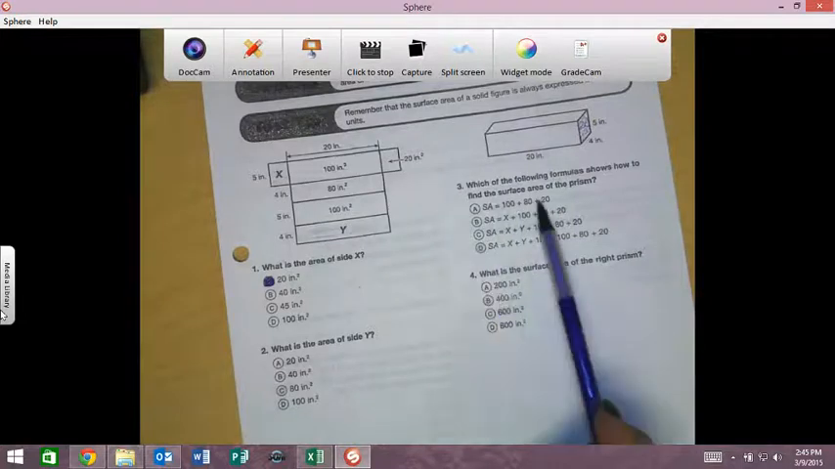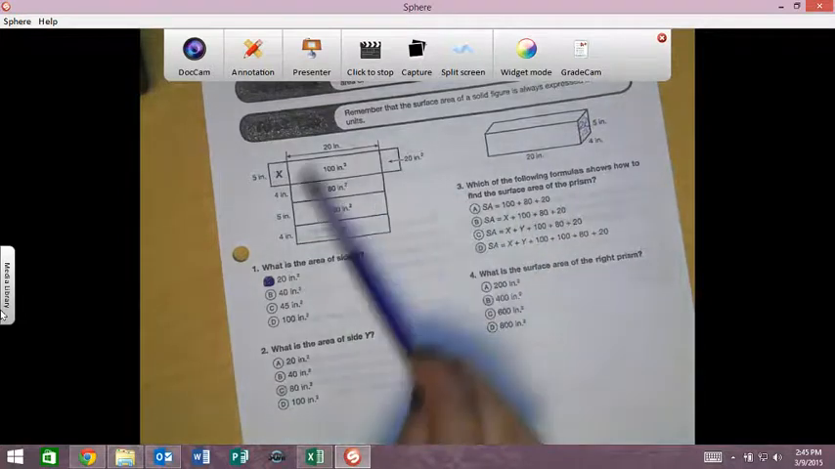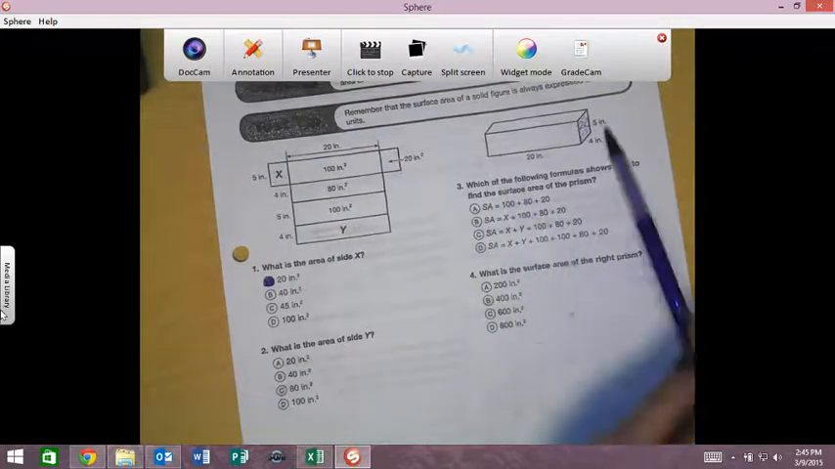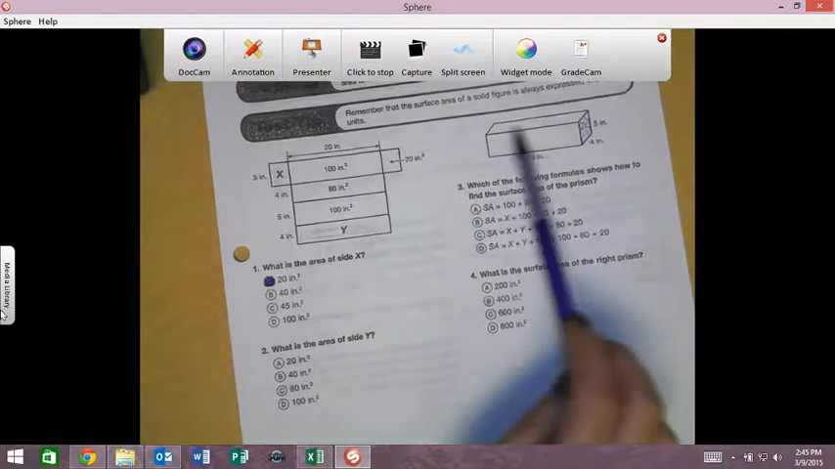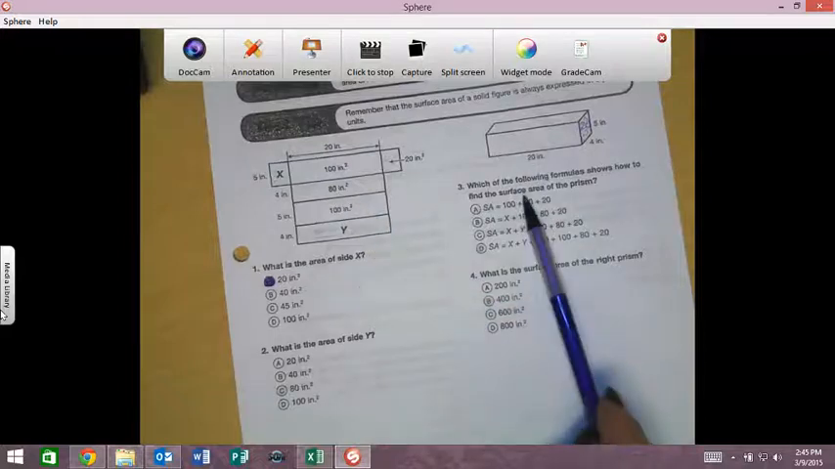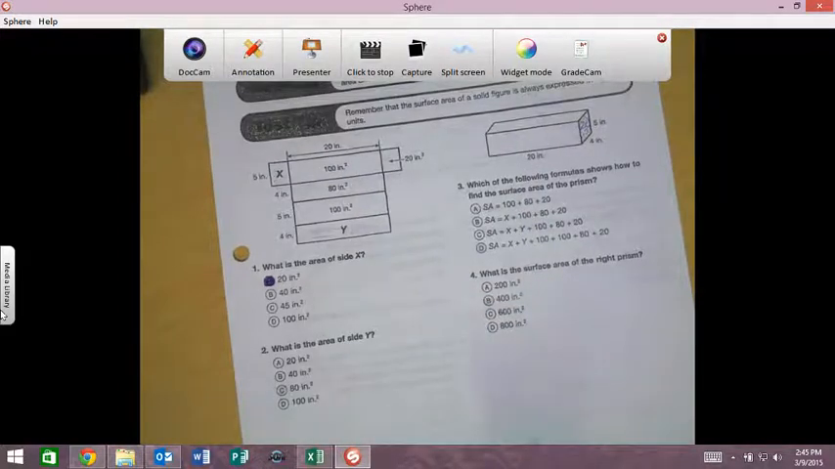All of these questions go with this net and this 3D figure. Okay, these all go with this rectangular prism. These are the exact same thing. They all go together. It's just little piece by little piece.